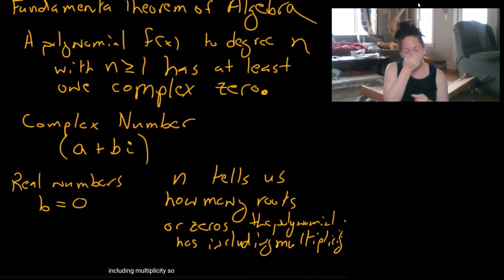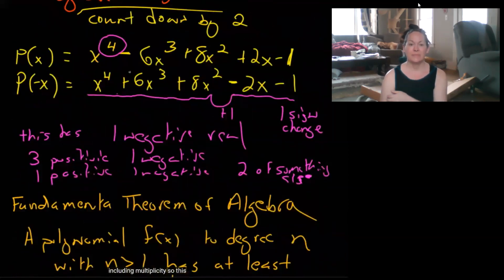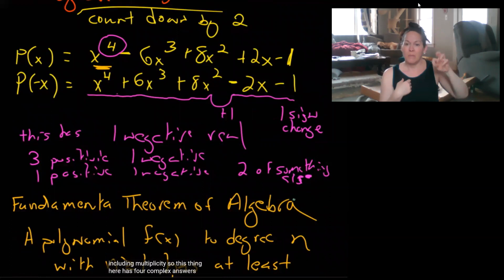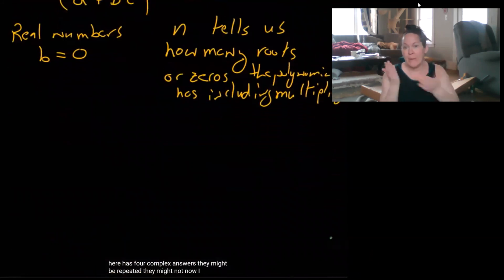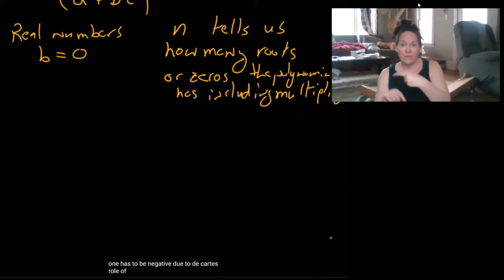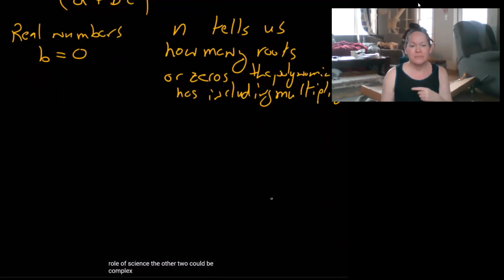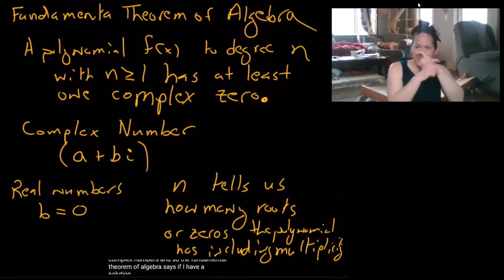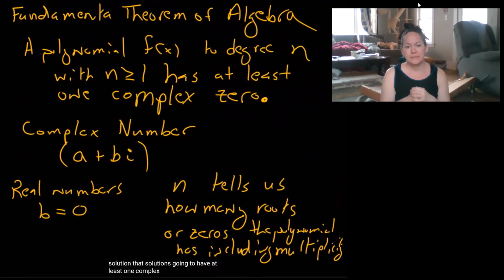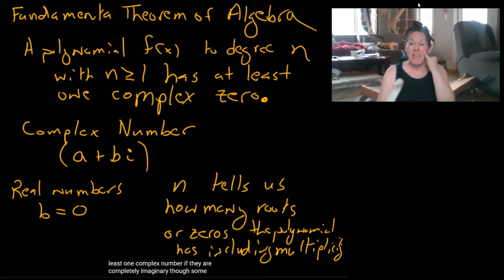So this thing here has 4 complex answers. They might be repeated, they might not. Now I know at least one of them, or 2 of them, are real, because one has to be positive and one has to be negative due to Descartes' rule of signs. The other 2 could be complex numbers. And so the fundamental theorem of algebra says, if I have a solution, that solution is going to have at least one complex number. If they are completely imaginary, though, some neat things happen.